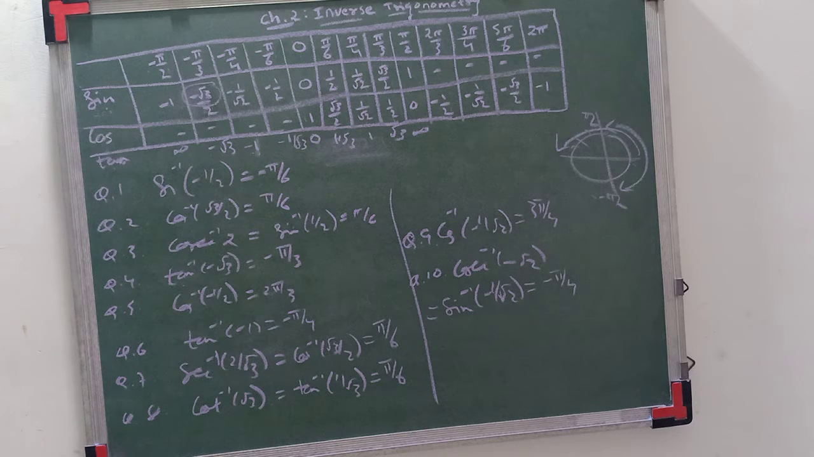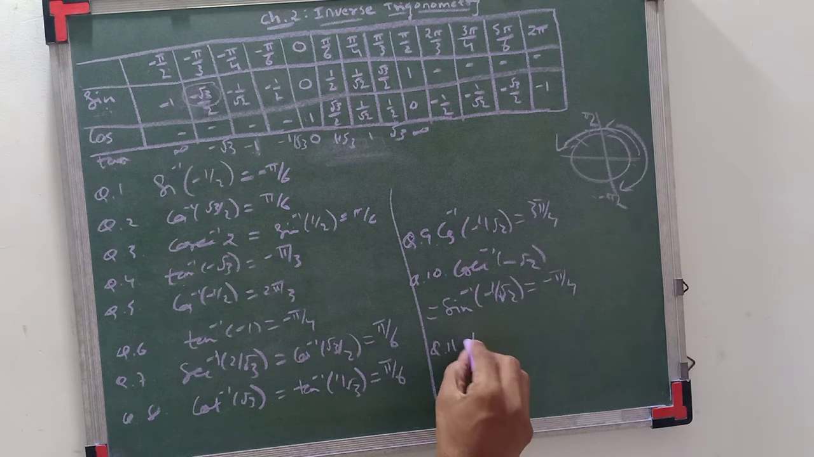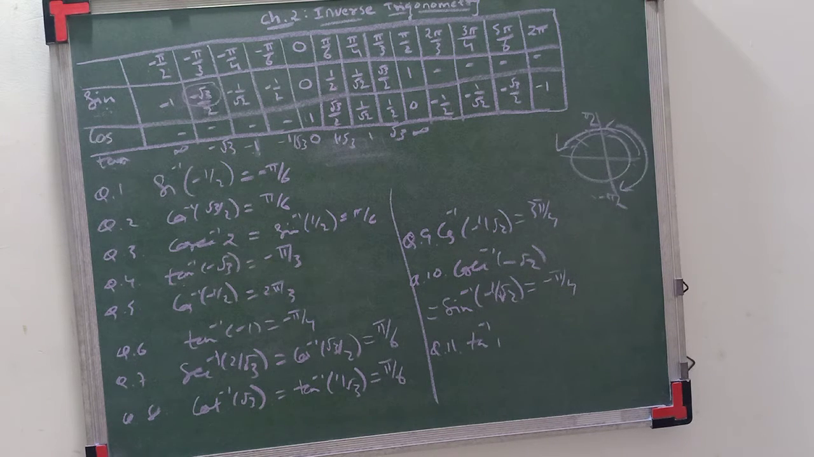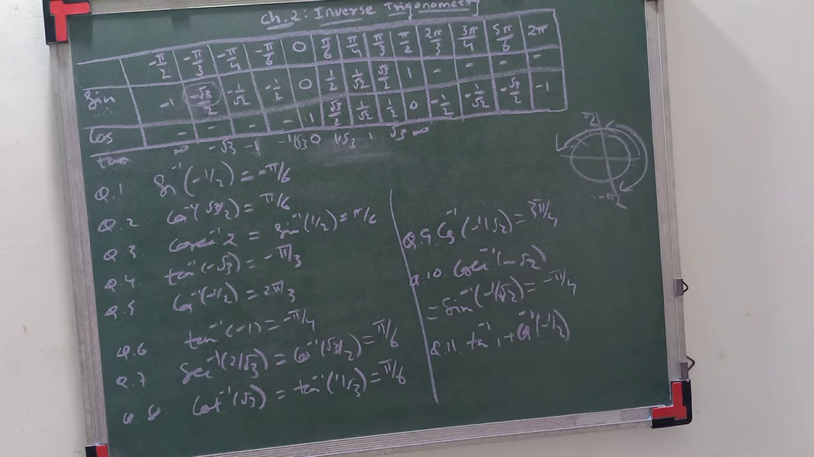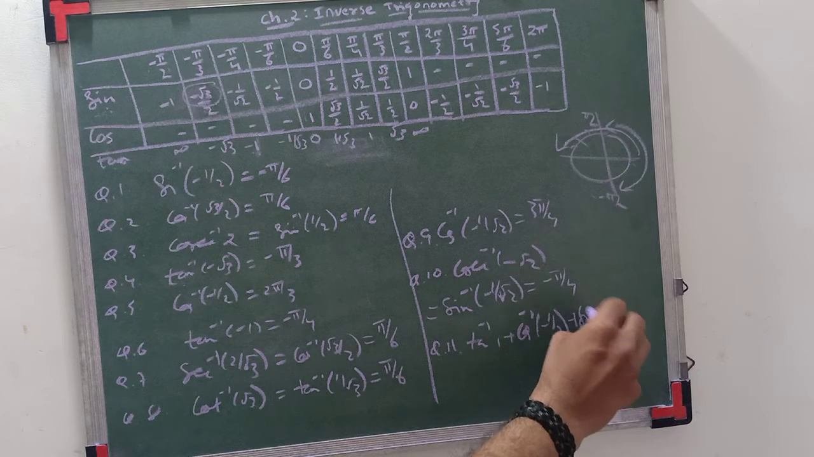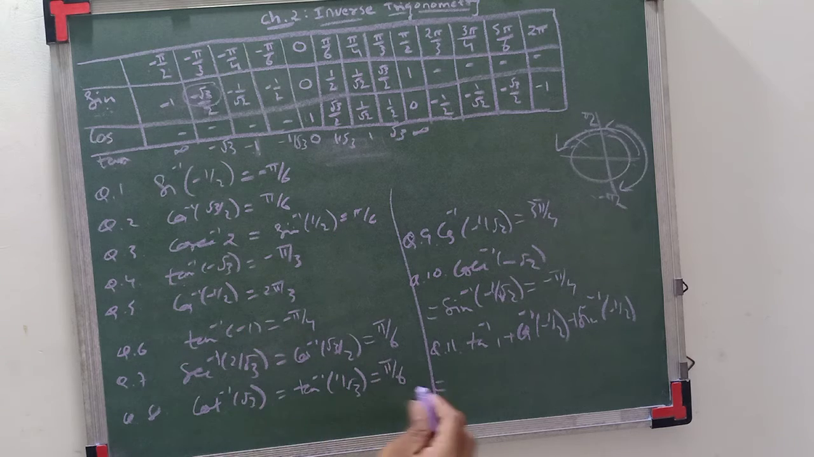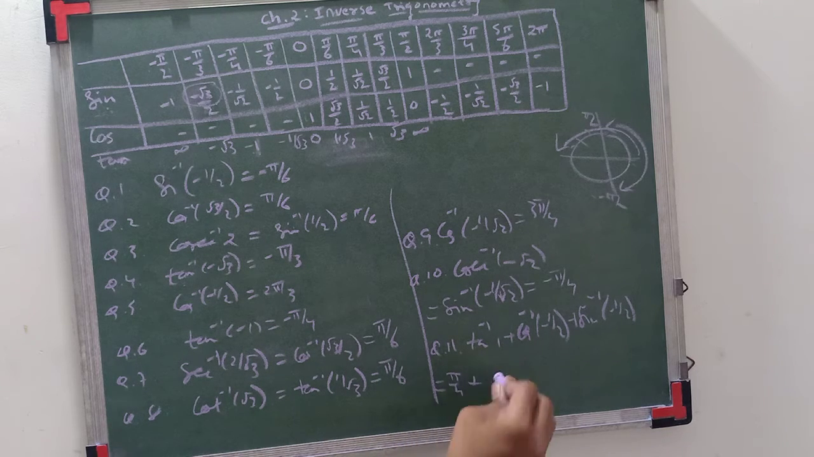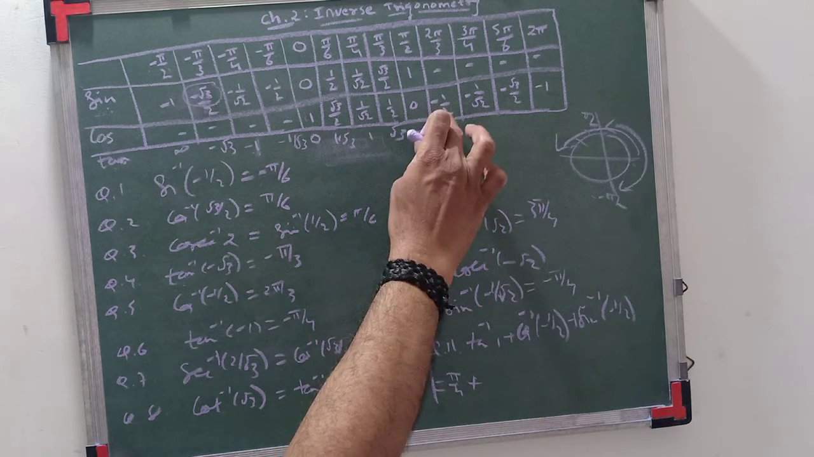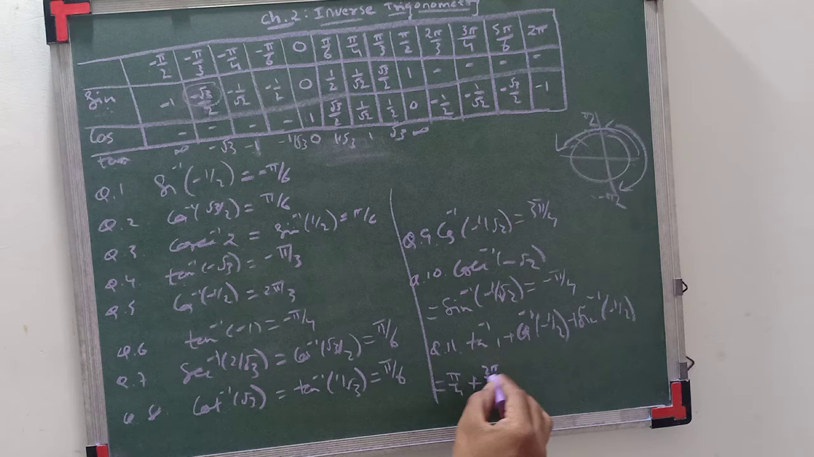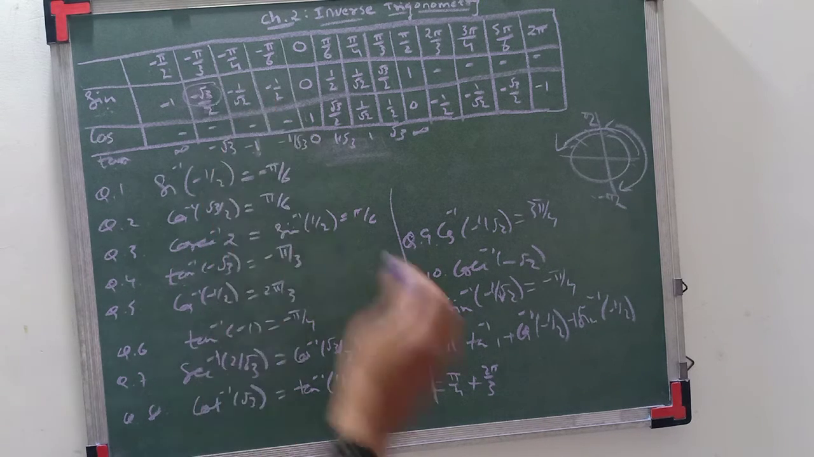Question number 11. Tan inverse of 1 plus cos inverse of minus 1 by 2 plus sine inverse of minus 1 by 2. So what is tan inverse of 1? Pi by 4. What is cos inverse of minus 1 by 2? 2 pi by 3. What is sine inverse of minus 1 by 2? Minus pi by 6.